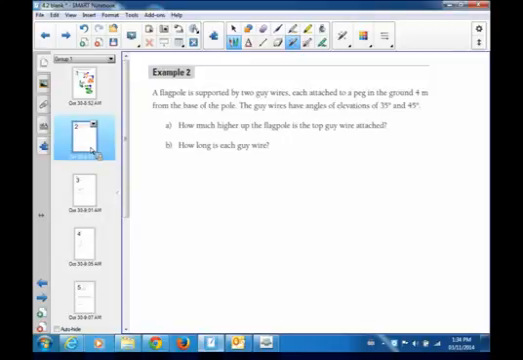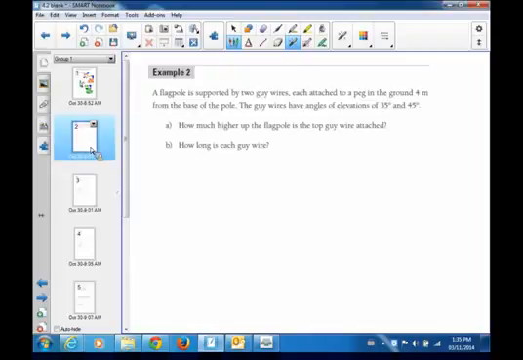Now this one's got about four parts to it. Let's draw it together. A flagpole is supported by two guy wires. Each is attached to a peg in the ground 4 meters from the base of the pole. The guy wires have angles of elevation of 35 and 45 degrees.